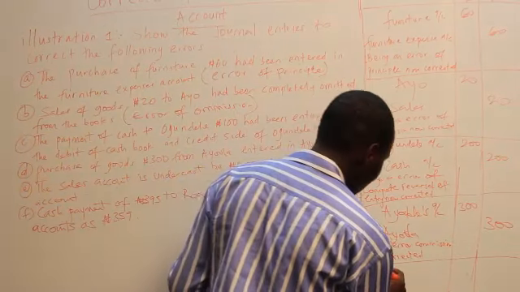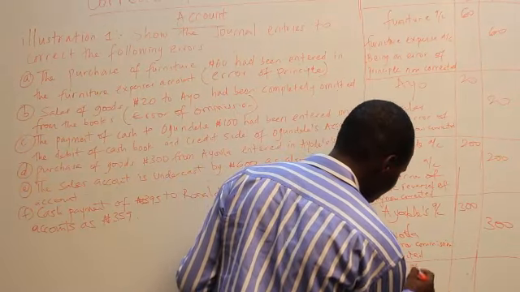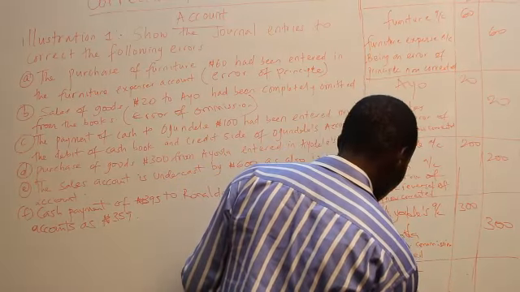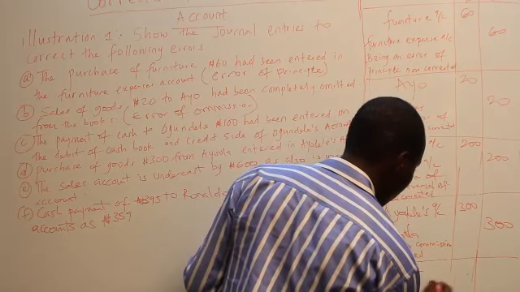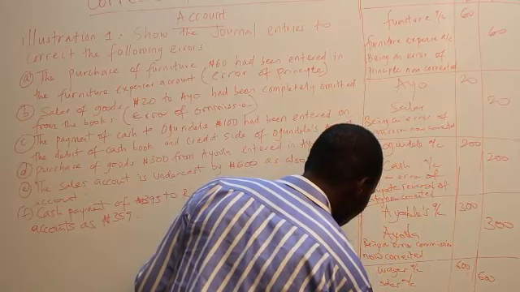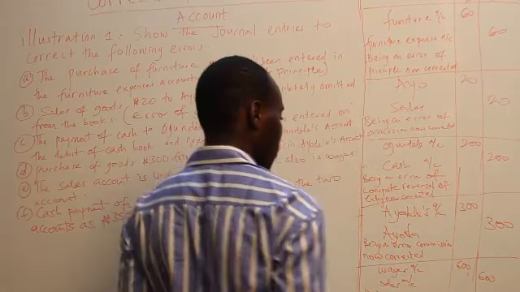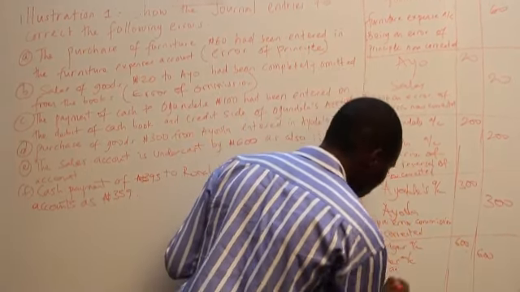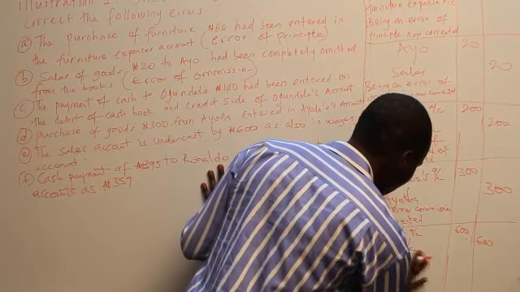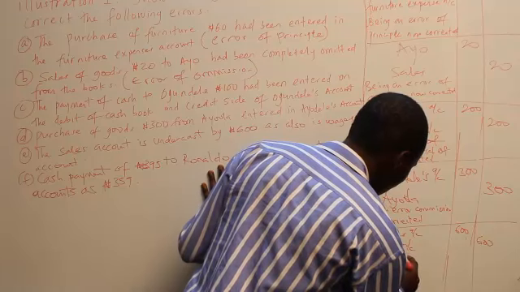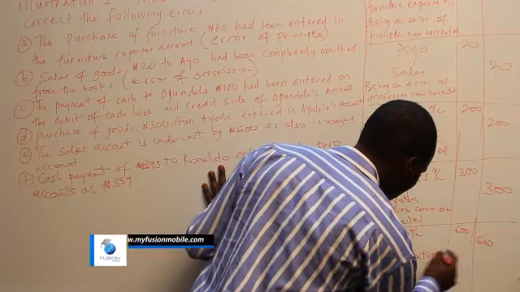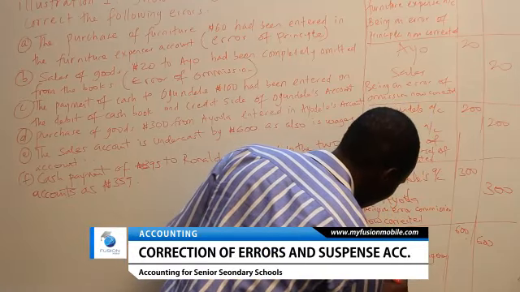So wages account will be debited, and sales account will be credited. So we have 600, we have 600. So, being a compensating error, let's put it that way. Now corrected.